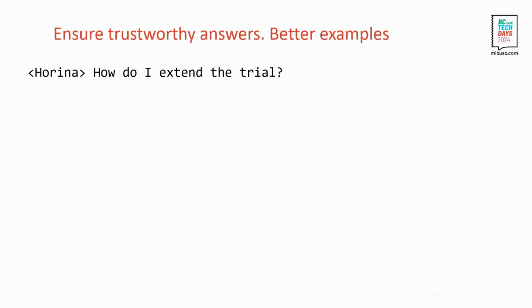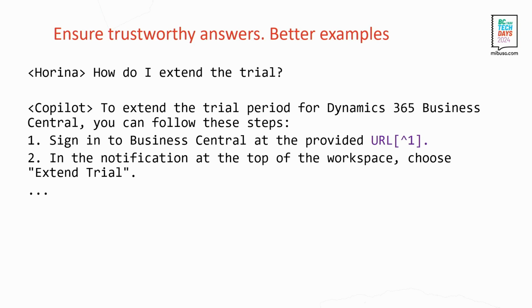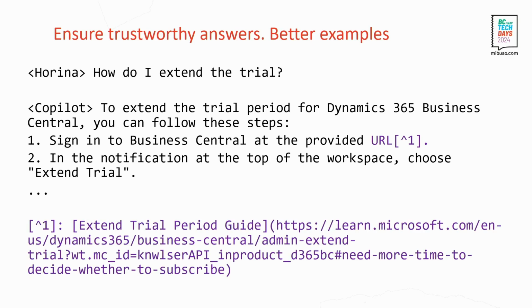So here's a better example. If Harina asks, how do I extend the trial? Copilot says, hey, in order for you to extend the trial, you do step number 1, step number 2, step number 3, and those steps are grounded, meaning we have clear documentation, described very well, and it can be multiple sources.